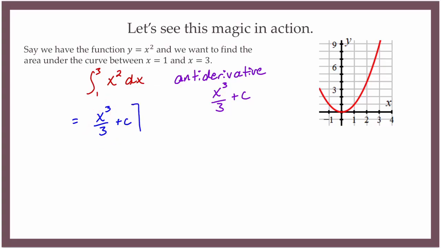And then I'm going to do a closed square bracket and write my boundaries from 1 to 3. Then in the next line, I'm going to plug in the upper boundary, and then I'm going to plug in the lower boundary, and I'm going to subtract. So if I plug in the upper boundary, that's going to be 3 cubed over 3 plus c. Then plugging in the lower boundary, I'm going to have 1 cubed over 3 plus c, and I'm going to subtract.